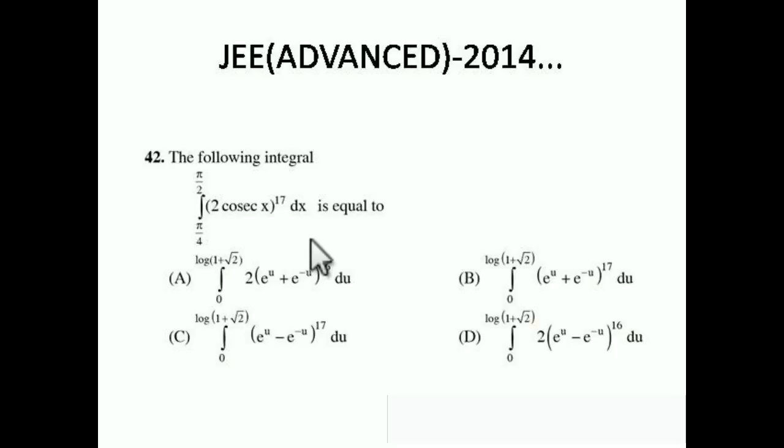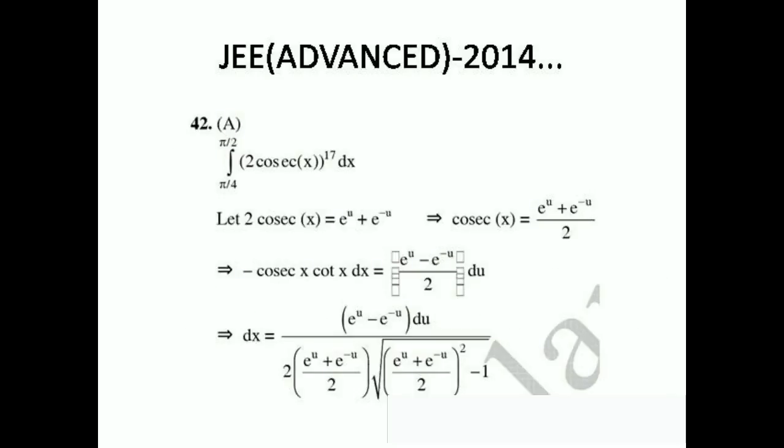See, in options we have e raised to the power something, e raised to u plus e raised to minus u, or e raised to u minus e raised to minus u. That means we have to take an assumption that cosec x is equal to e raised to u plus e raised to minus u, or e raised to u minus e raised to minus u. So what I do, I just take an assumption that 2 cosec x is equal to e raised to u plus e raised to minus u. That means cosec x is equal to e raised to u plus e raised to minus u by 2.